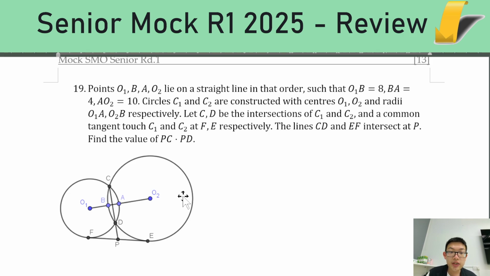The only things they tell you, or rather I'm telling you, is that line O1BAO2. I tell you all the distances, right? This 8, 4, and 10, which means you also know the radii of the 2 circles, 8 plus 4 and 4 plus 10. That's all you know about the numerical information. The rest is just describing stuff about intersection after intersection and common tangent line, and then ask you for PC times PD.